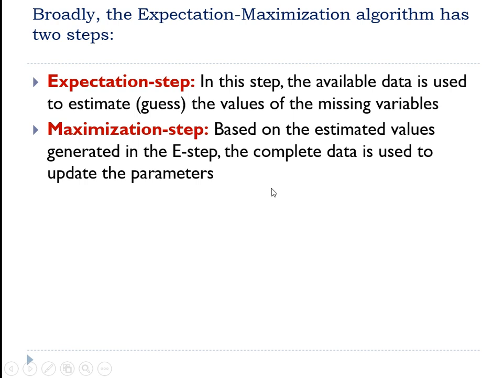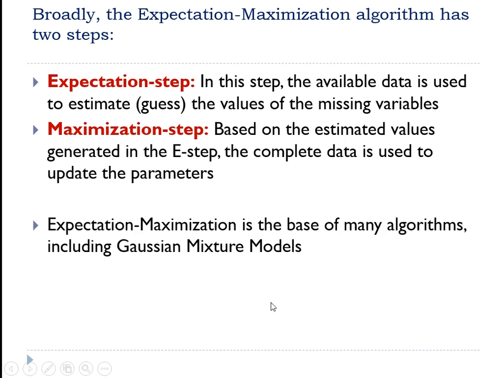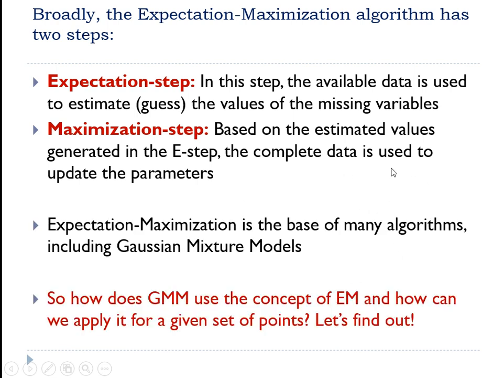And then if it is not good, then you update again the missing variables, then again you find the model parameters. Again, if it is not up to the mark, again you update the missing variables, then find the model parameters. So this step would be repeated until you reach the convergence point. Okay, so expectation maximization is the base of many algorithms, not just Gaussian mixture models, but for Gaussian mixture model, this is one of the most important bases upon which the model exists.